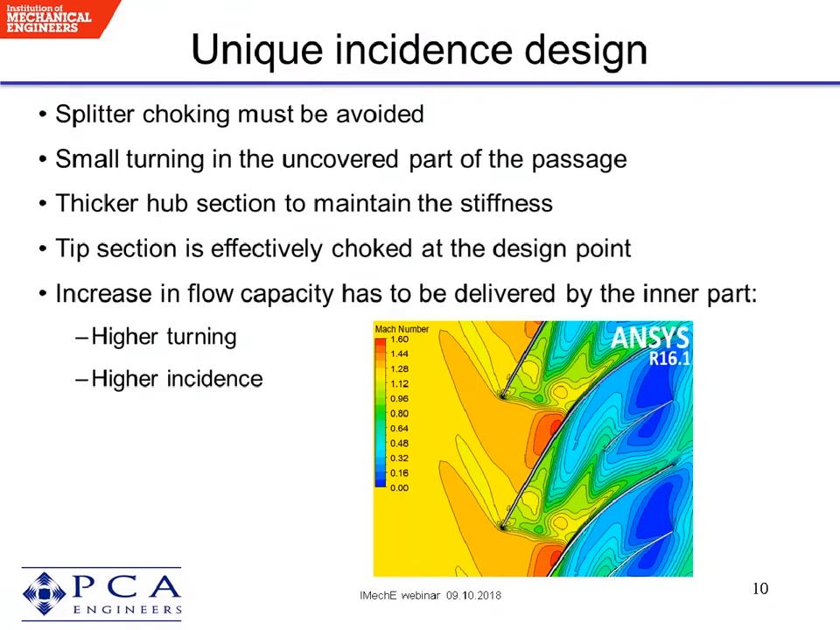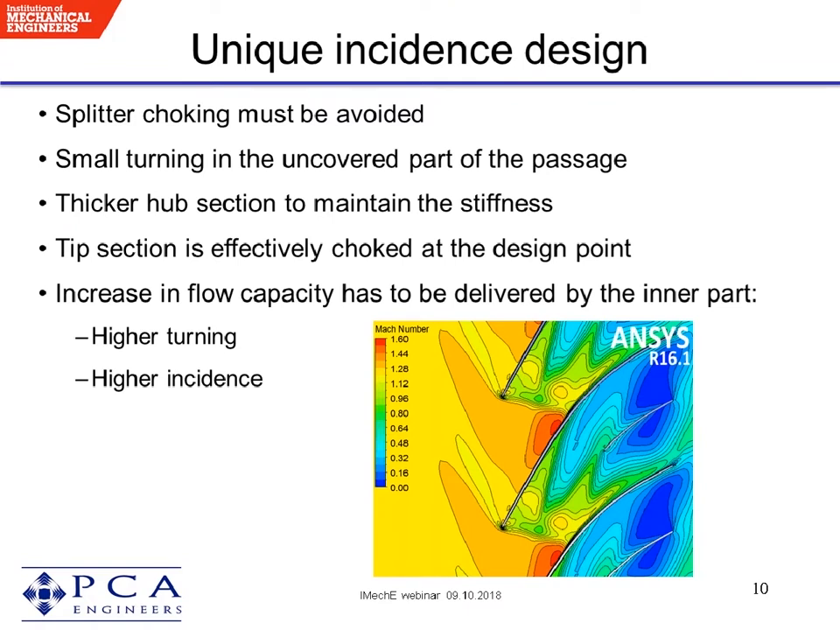It should be noted that in order for the inlet to operate with attached shock, the splitter choking must be avoided. In other words, the splitter should not choke first. Also, small turning in the uncovered part of the passage is needed, which could result in thicker hub section to maintain the stiffness of the blade. Also, tip section is effectively choked at the design point, which means any increase in the flow capacity has to be delivered by the inner part of the blade, which may result in higher turning and higher incidence in this area.